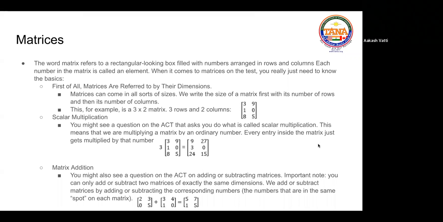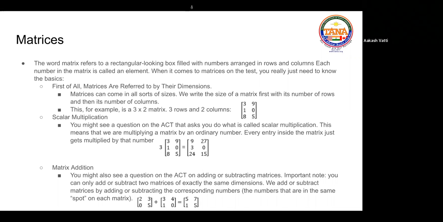Another basic matrix operation is scalar multiplication. So you might see a question in the ACT that asks you to do something called scalar multiplication. This means you're multiplying a matrix by an ordinary number, and every entry inside the matrix is just getting multiplied by that number. So for example, if you have 3 times the matrix on the right, I'm not going to read out all of the numbers. You're just multiplying 3 by each of the individual numbers and giving that result as a matrix.